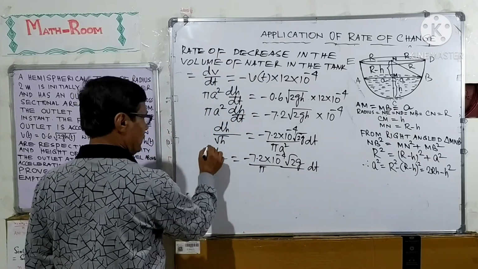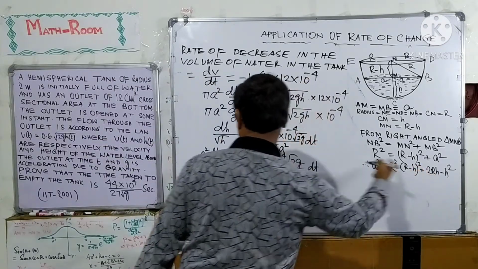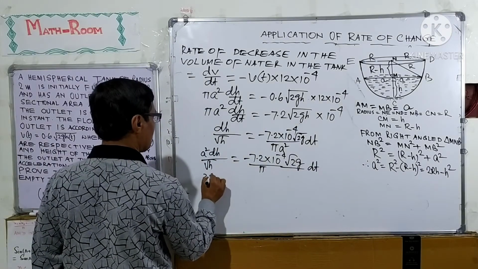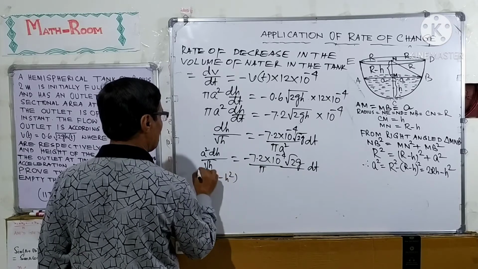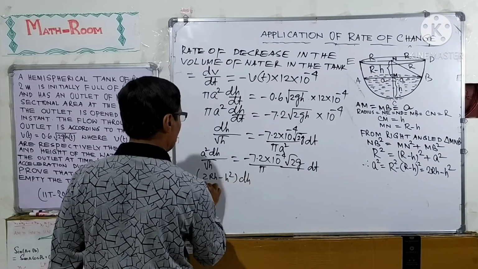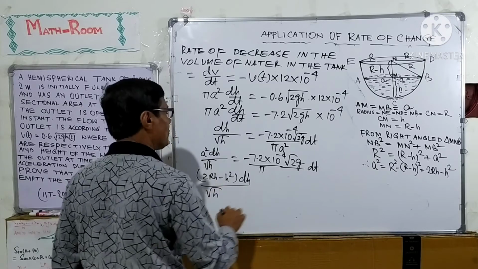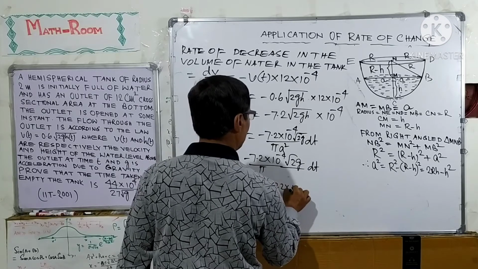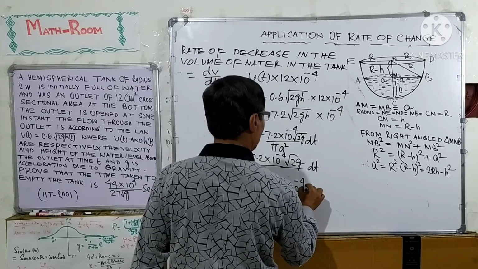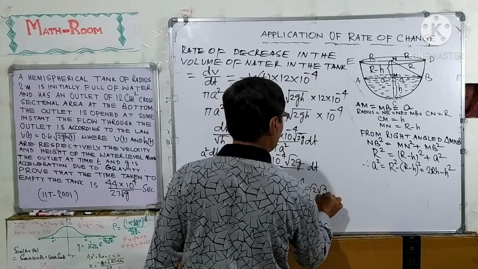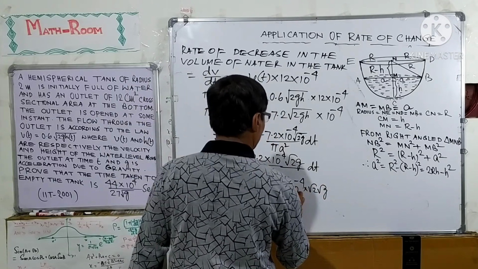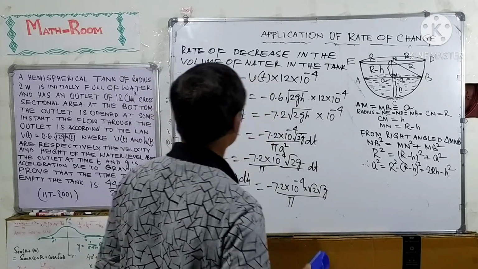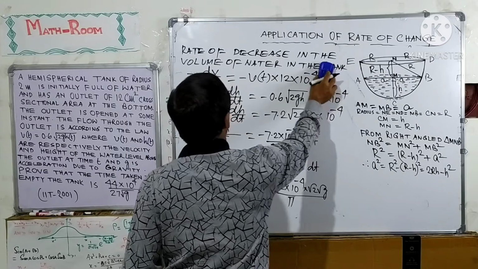This is now s square equal to this. So, we can put the value of s square here. s square is 2rh. dH over root h equal to minus 7.2 into 10 to the power minus 4 root 2 root g over pi. Now we can integrate both sides.